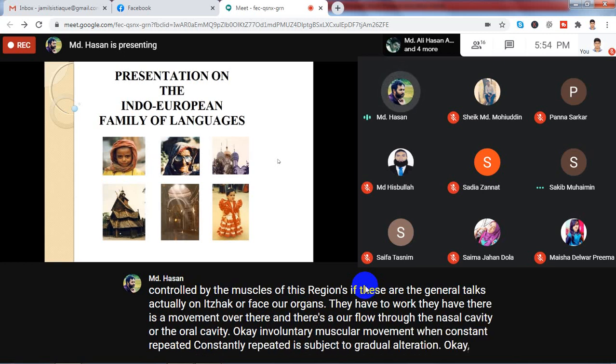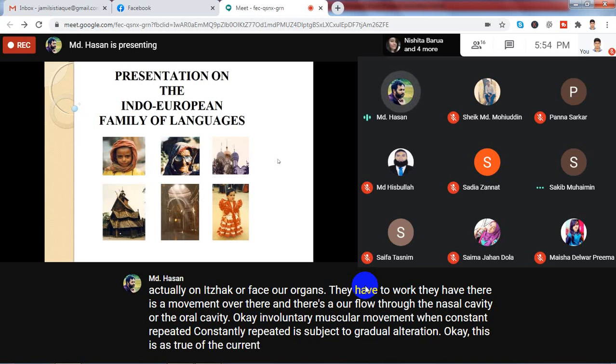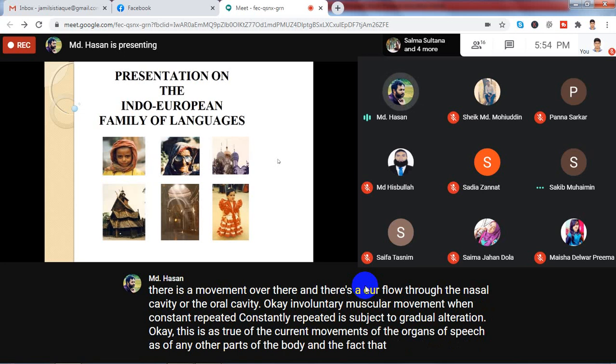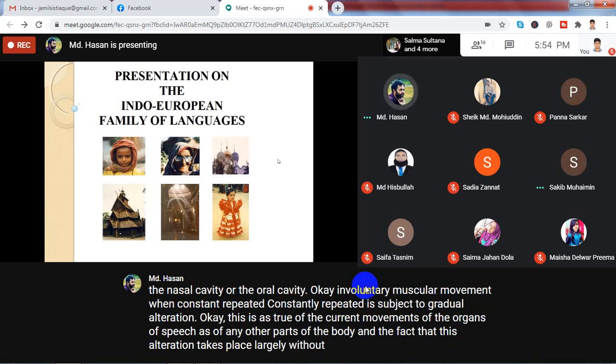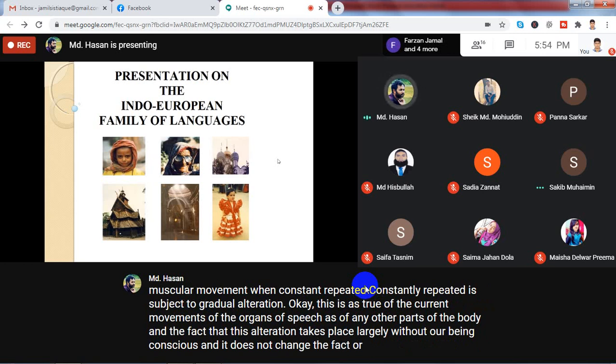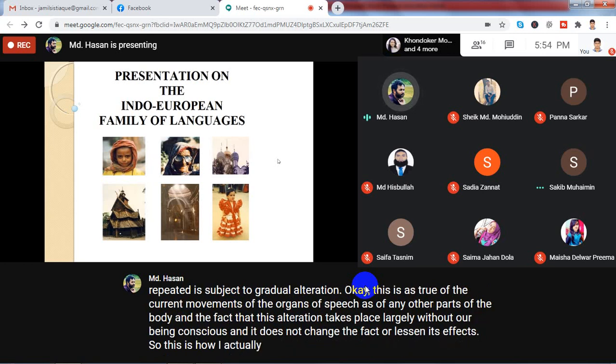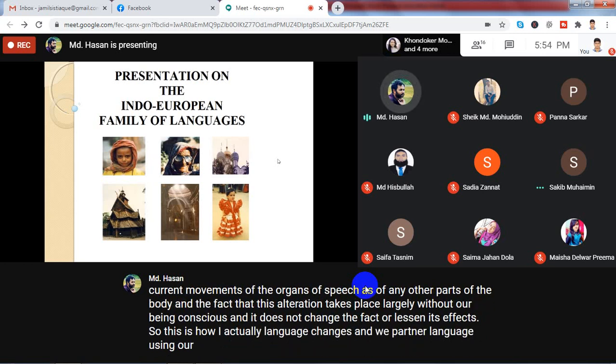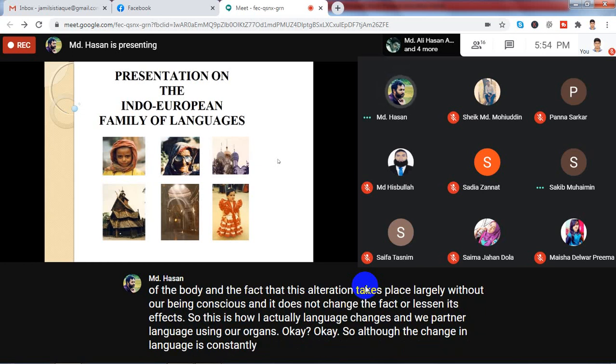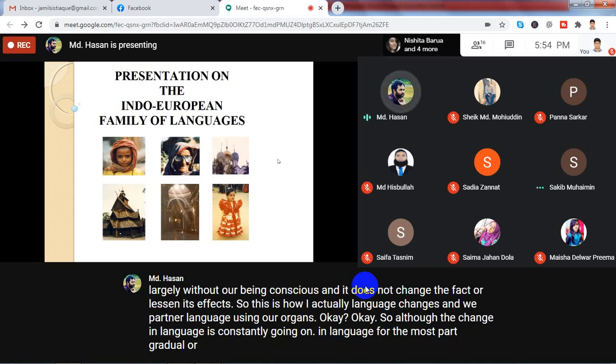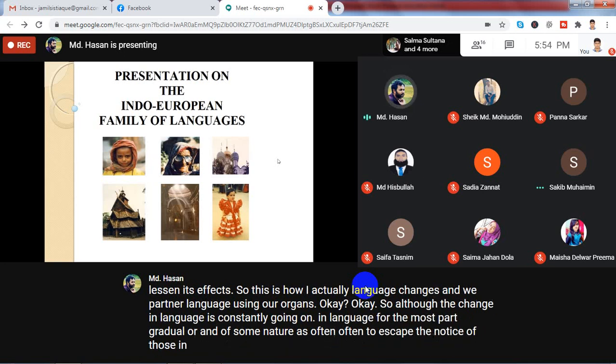This is as true of the movements of the organs of speech as of any other parts of the body. And the fact that this alteration takes place largely without our being conscious does not change the fact or lessen its effects. So this is how language changes, and we utter language using our organs. Although the change in language is constantly going on, for the most part it is gradual and of such a nature as often to escape the notice of those in whose speech it is taking place.